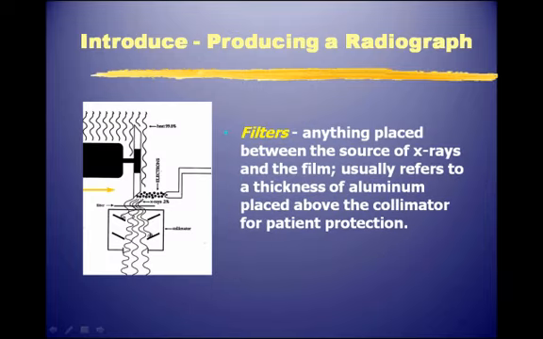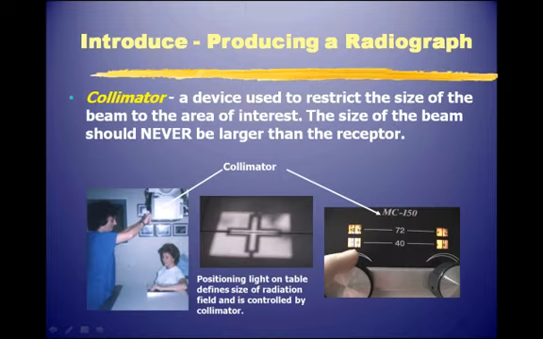Filters are anything placed between the source of the X-rays and the film, but usually refers to a thickness of aluminum placed above the collimator for patient protection. You can see the filter placed in this picture, not at the level of the yellow arrow, which is pointing at the focal spot, but it's the line below that, and you can see the word filter placed there. It's primarily for patient protection.